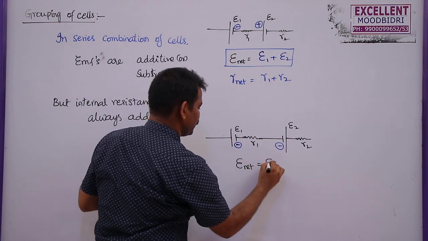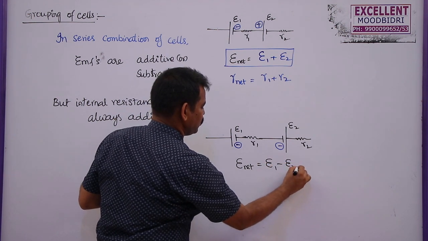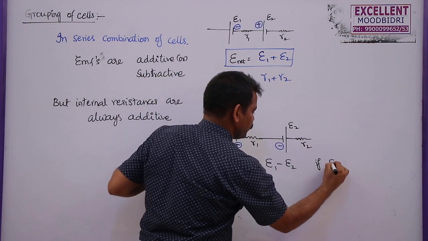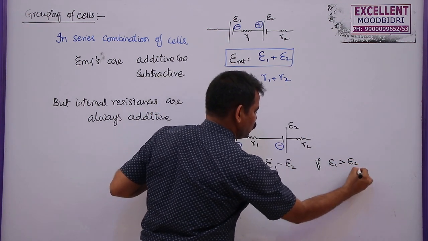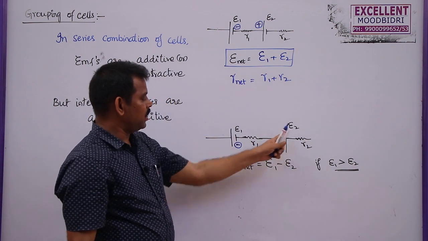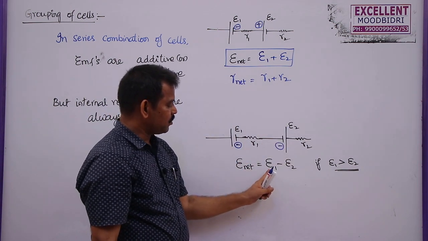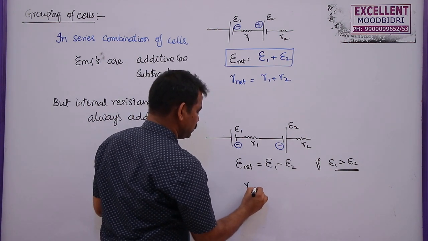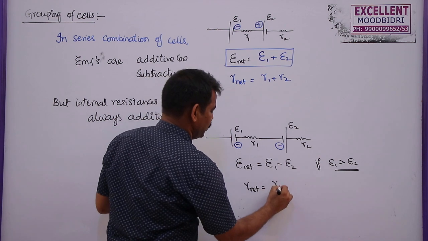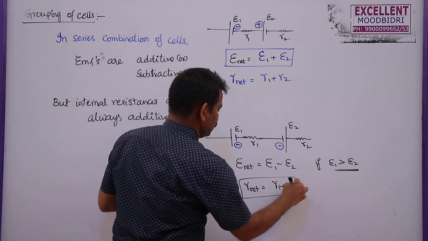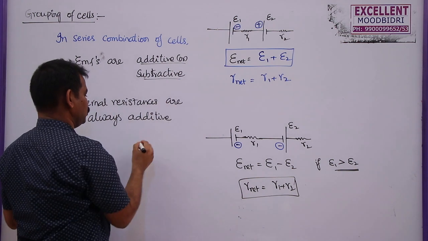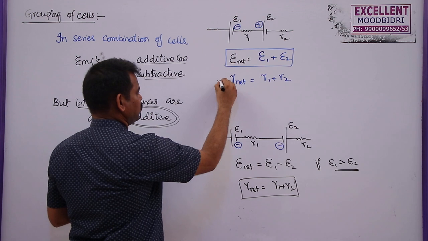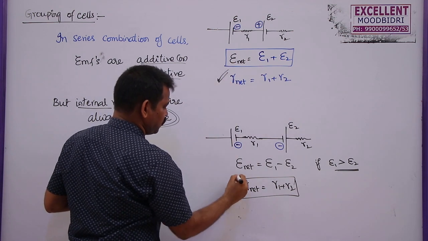E net is given by E1 minus E2 or E2 minus E1. It is E1 minus E2 if E1 is greater than E2. Suppose E2 is greater than E1, this equation can be written as E2 minus E1. Whereas R net, the resistance in this combination, is always additive. So here the EMF may be additive or subtractive, but internal resistance or net resistance is always additive. So in both cases, R net is equal to R1 plus R2.